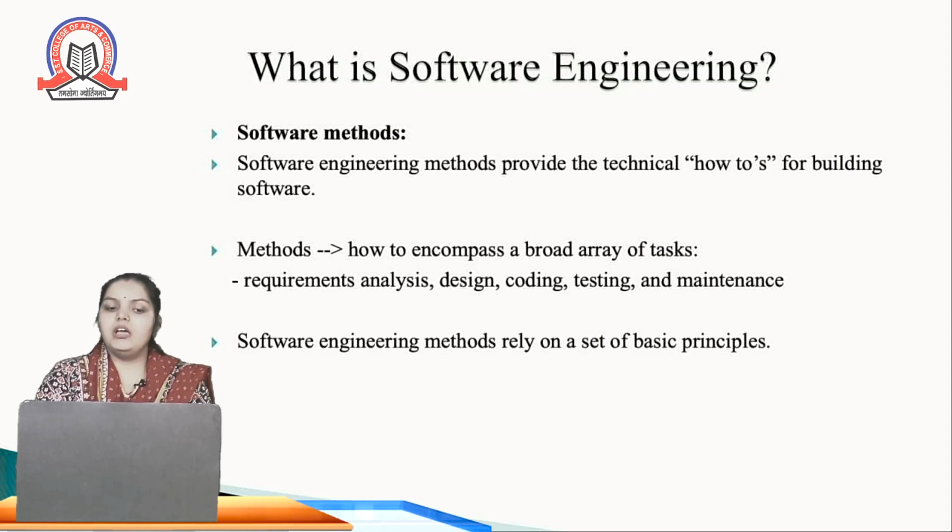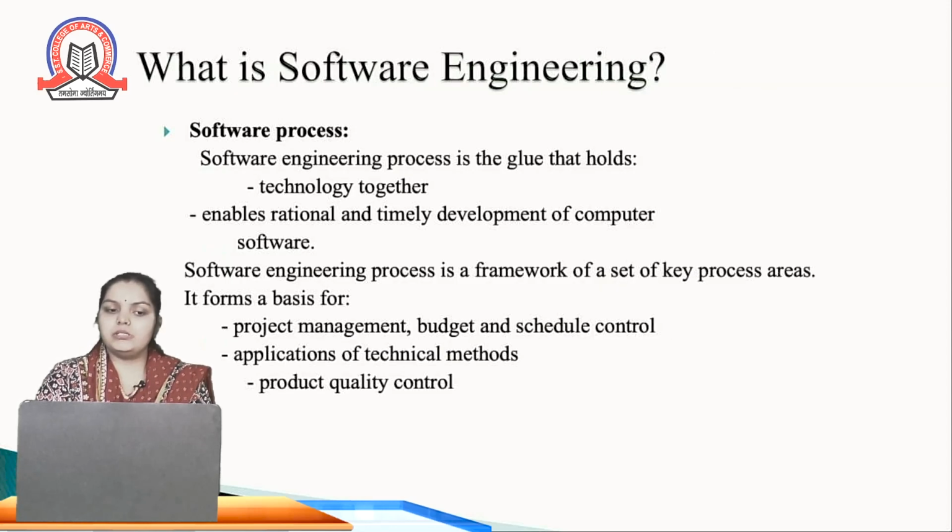Software engineering methods rely on a set of basic principles. For that, software processes are there; they work on different types of processes. Software engineering processes are what hold technology together. They enable rational and timely development of computer software. A software engineering process is a framework of a set of key process areas. It forms a basis for project management, budget and schedule control, application of technical methods and product quality control.